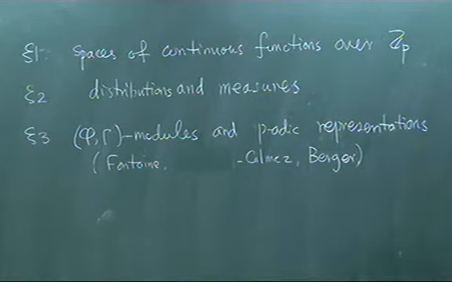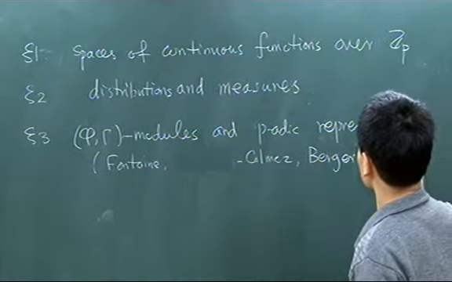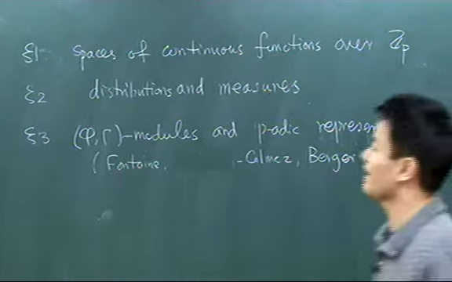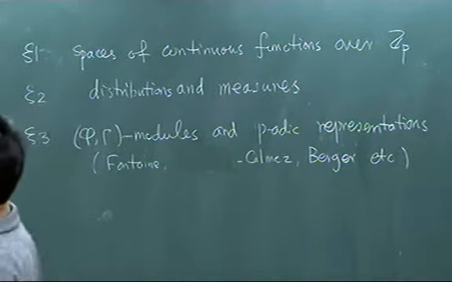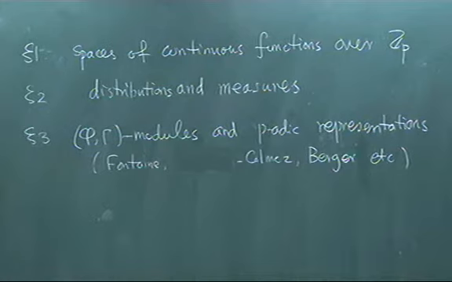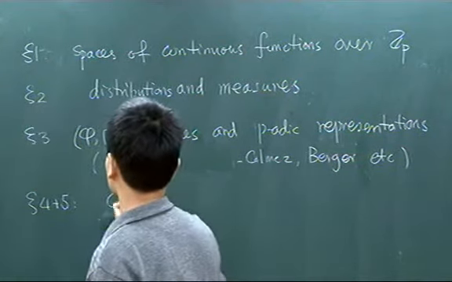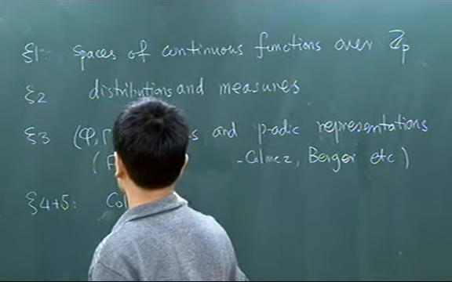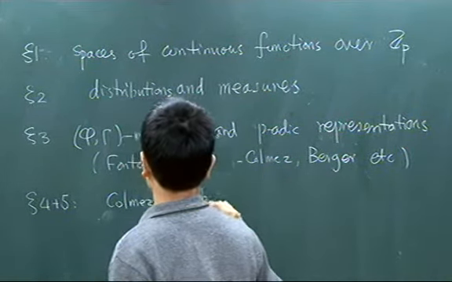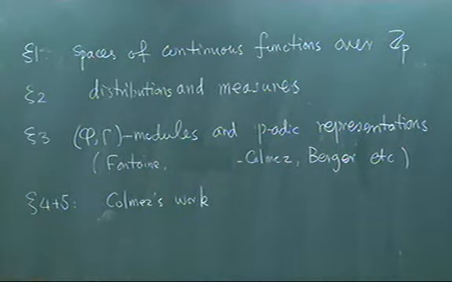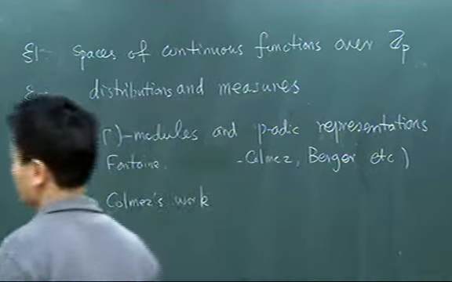This is maybe talk number 3, and in the last 2 talks, if we have time, I will explain a little bit about the p-adic local Langlands, as in the introduction part. So 4 plus 5 maybe is Colmez's work. But certainly the first 3 also contain a lot of Colmez's work. He did a lot in this subject.